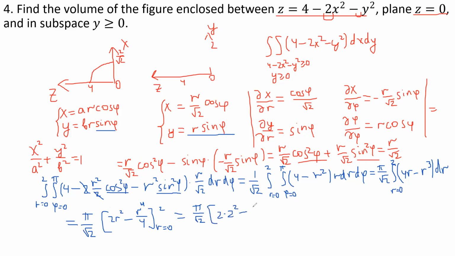2 times 2 squared minus 2 to the power of 4 over 4, which we can solve. So here we have 8 minus 16 over 4, which is 4. So we have 4 pi over square root of 2, and we get 4 pi square root of 2 over 2, or 2 pi square root of 2. And this concludes our qualification round. This whole solution is what you had to do. And that's all.